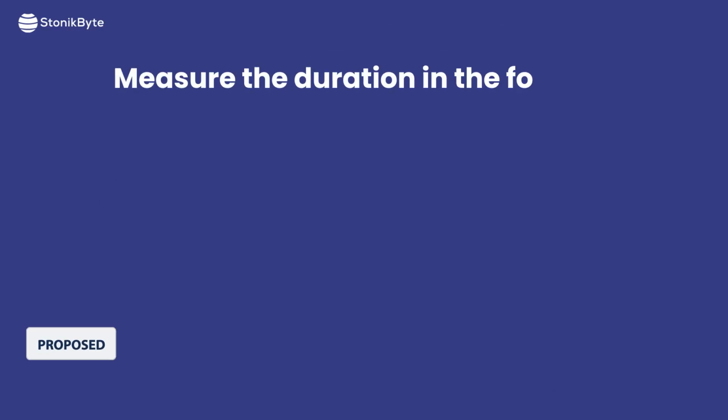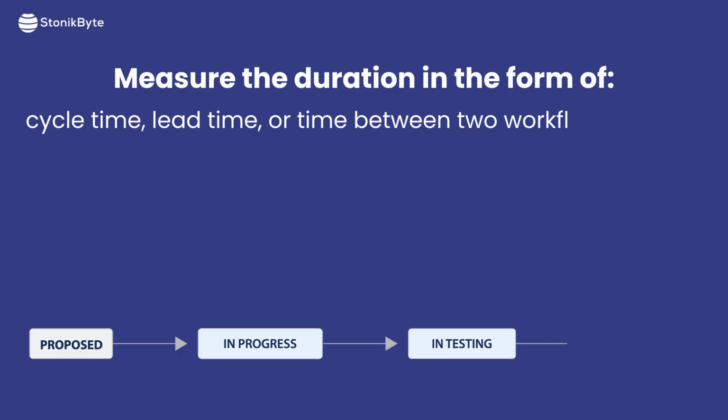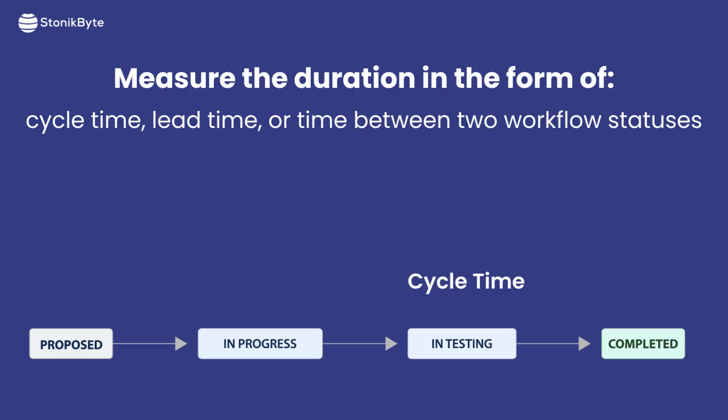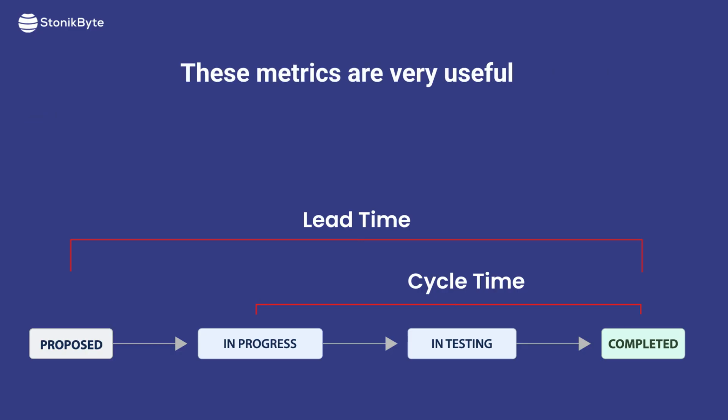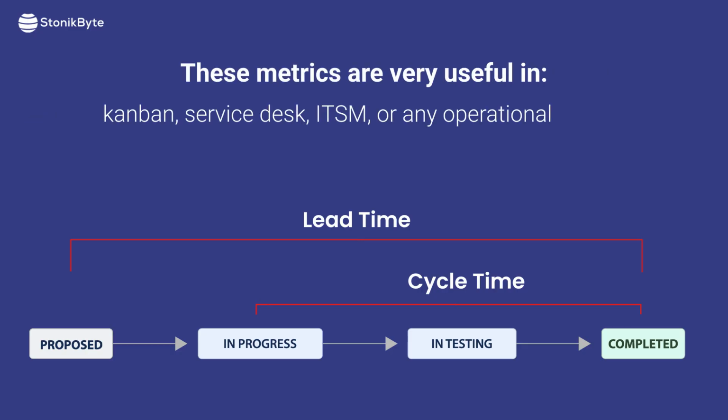You can configure it to measure the duration in the form of cycle time, lead time, or time between two workflow statuses. Cycle time is the processing time between the moment your team started working on the item and when they marked it as completed. Lead time is the time from when the item was reported to when it was delivered to the customer, so the total time from the customer's perspective. While these metrics are critical in any Kanban project, they are extremely useful in service desk, ITSM, software development, or any operational project.